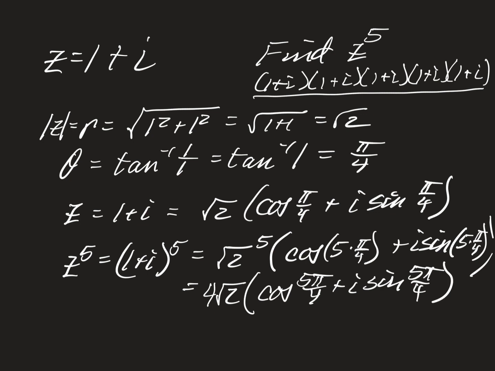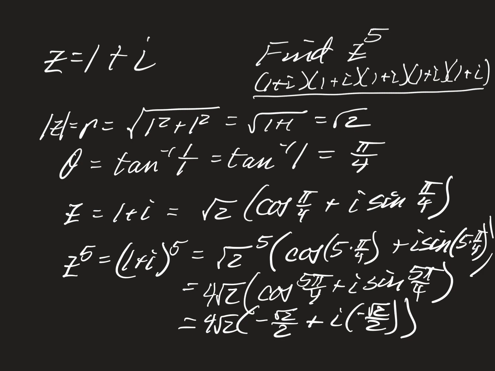Now, if we want to get it back into rectangular form, we just need to find the cosine and the sine of 5 pi over 4. So 4 square root of 2 times cosine of 5 pi over 4. That is in the third quadrant, so that's going to be negative square root of 2 over 2. And same for sine in the third quadrant, negative square root of 2 over 2.